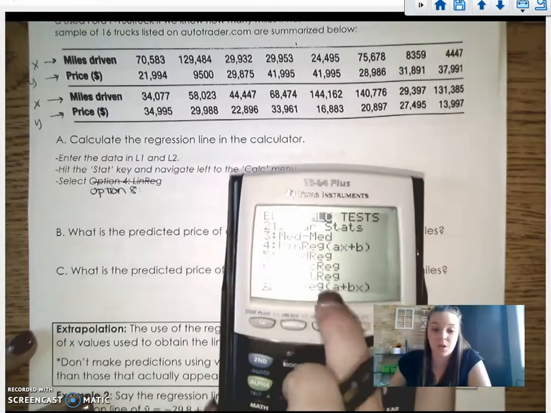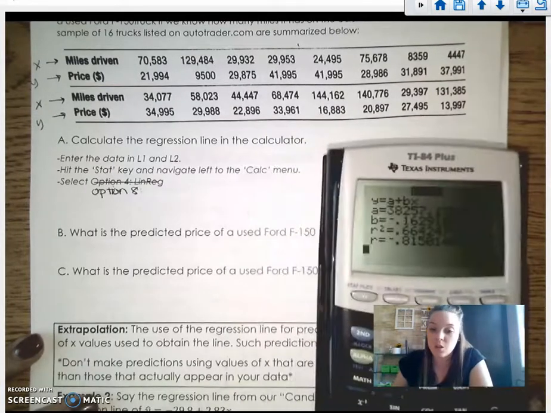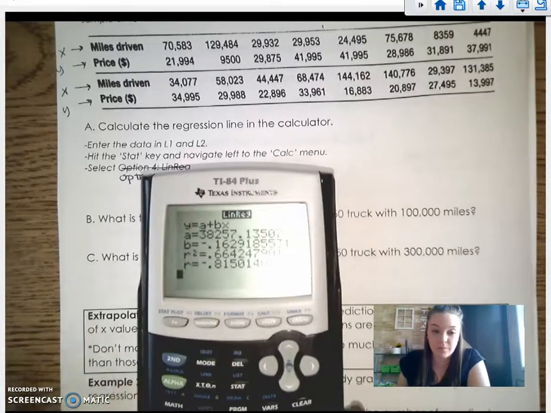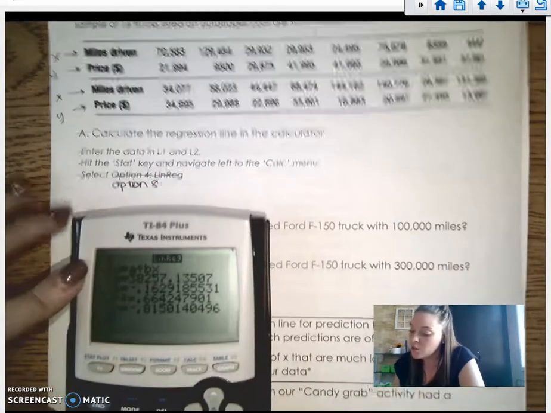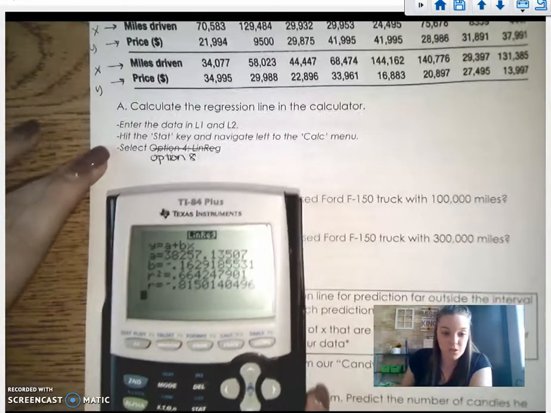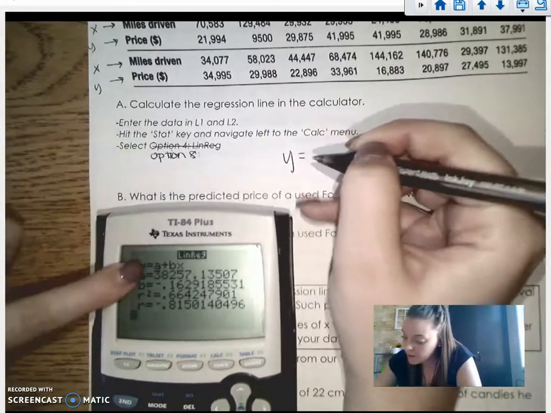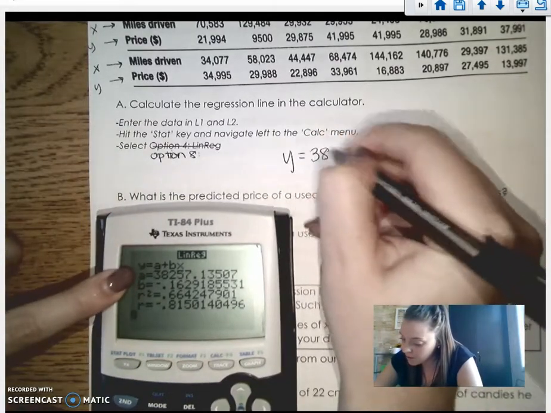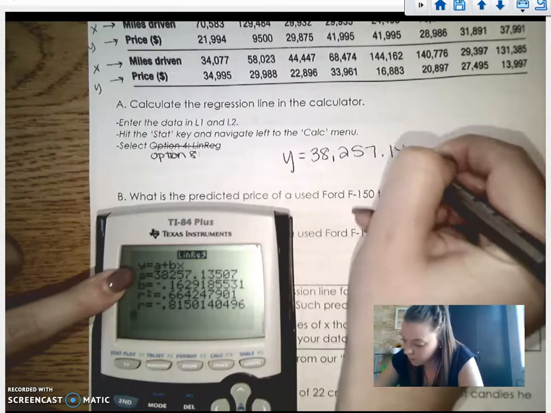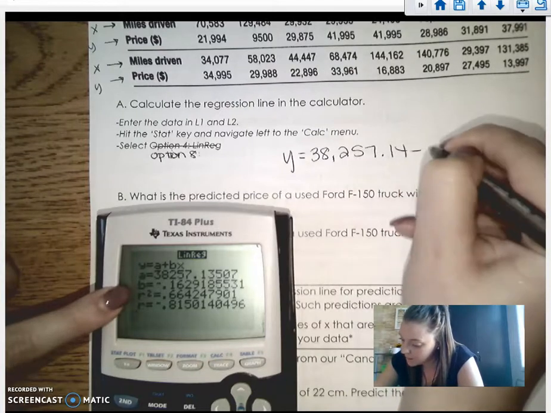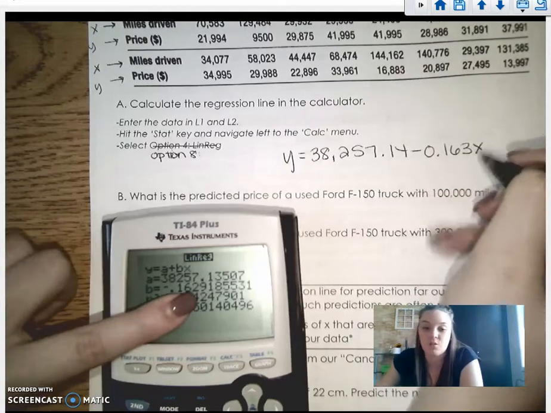It looks very similar, but it has the A plus BX, which is how it is going to be on the AP exam. So your output is y equals A plus BX, and they give you A and they give you B. So for my linear regression line, I would have y equals 38,257.14 minus 0.163x. I just rounded to 3 decimal places.